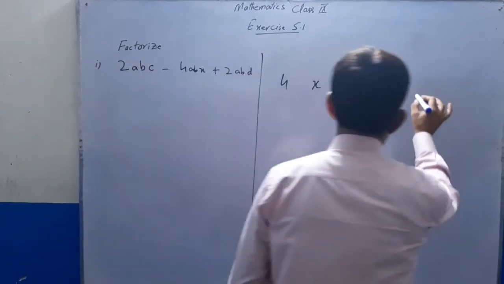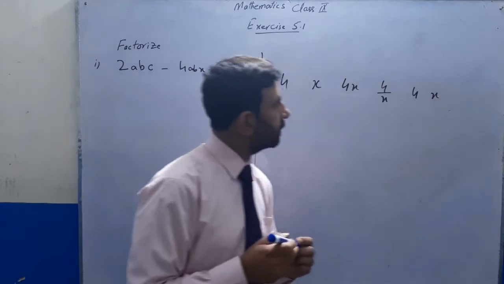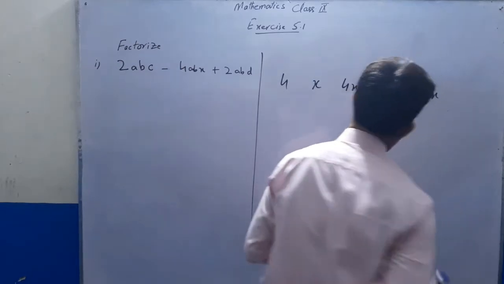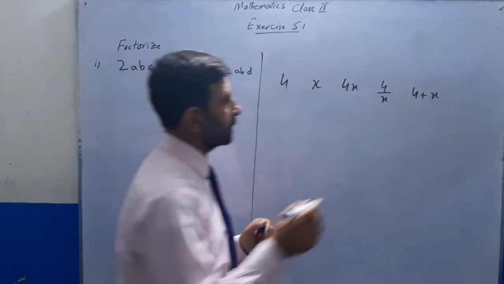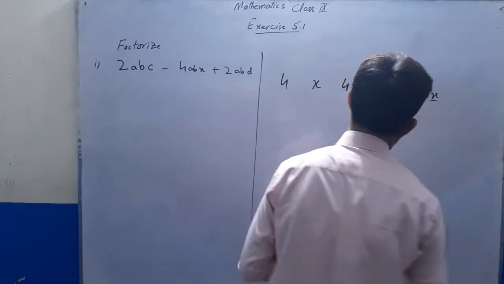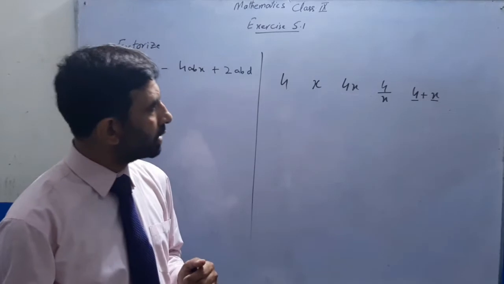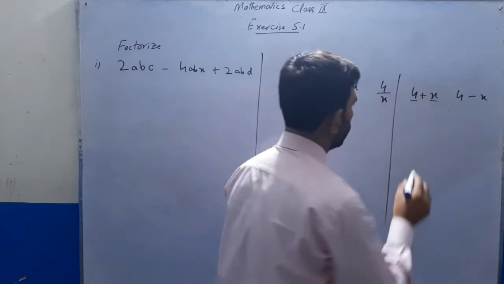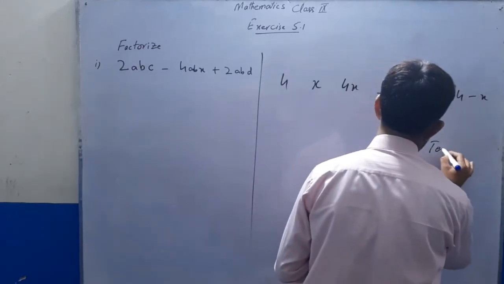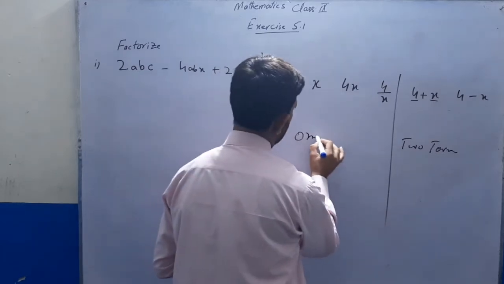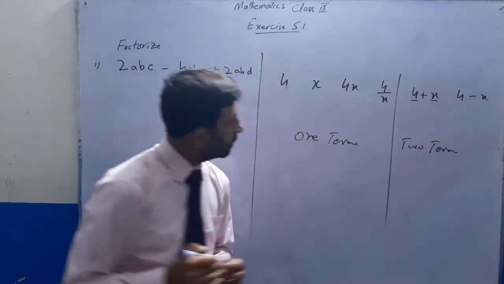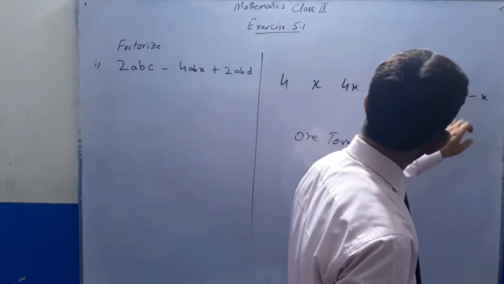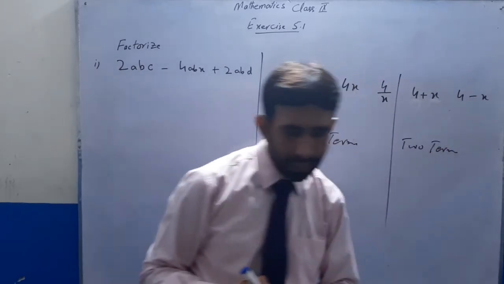Now take another example. When you write two terms like 4 and x, and join these two terms with an operator plus, these are two terms because 4 and x have been separated with an operator plus. And if you write 4 minus x, these are also two terms. These all are the examples of one term and these are the examples of two terms. 4 plus x are two terms and 4 minus x are also two terms.